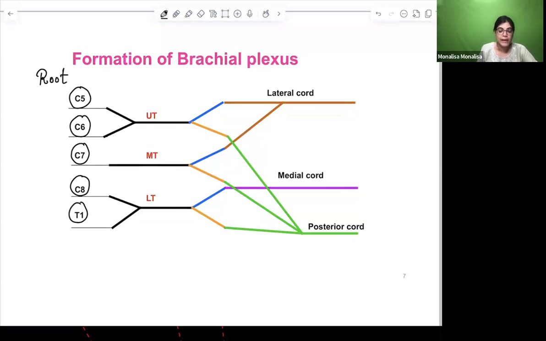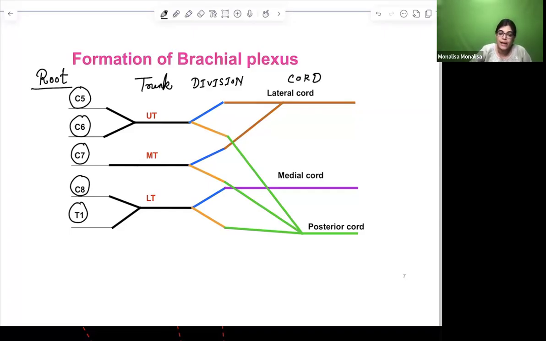This is the root of brachial plexus. Now C5 and C6 are joining to form the upper trunk. C7 is forming the middle trunk. C8 and T1 are forming the lower trunk. Now this part is the division, and this part is the cord of brachial plexus.